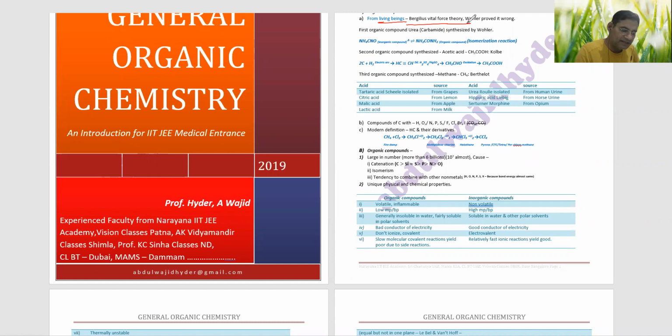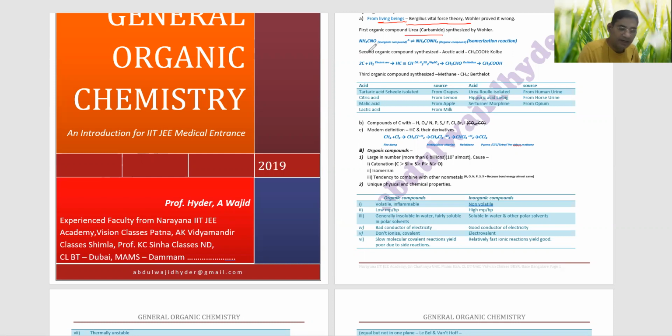inside the living being, there is a special kind of force, that is vital force, and that force is responsible for synthesizing organic compounds inside the living beings. And the student of Berzelius, Wohler, proved it wrong by synthesizing the first organic compound inside the lab. And it was urea, that is carbamide.